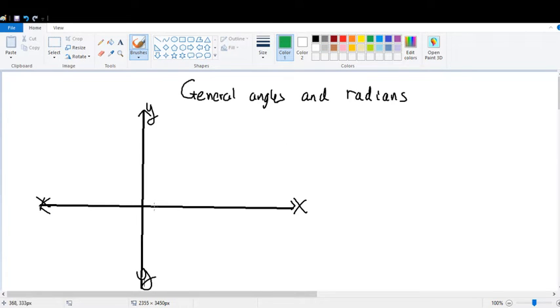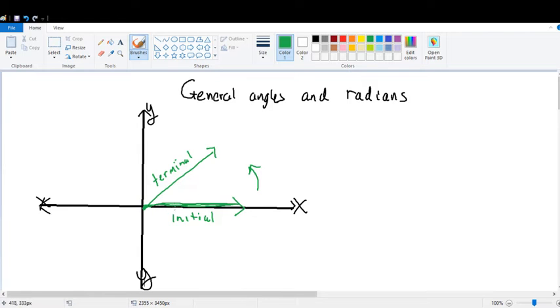So, a general angle is said to have its initial ray on the x-axis. So remember that an angle is composed of two rays that intersect at one point. Okay, so if the first ray lies on the x-axis, we call this the initial side, and it's always going counterclockwise. The other side here is the terminal side. Terminal means it's the end.